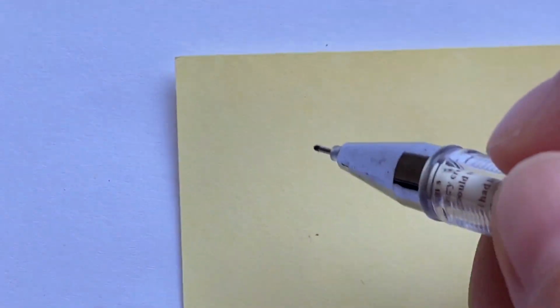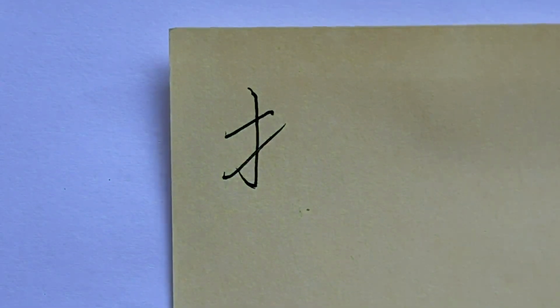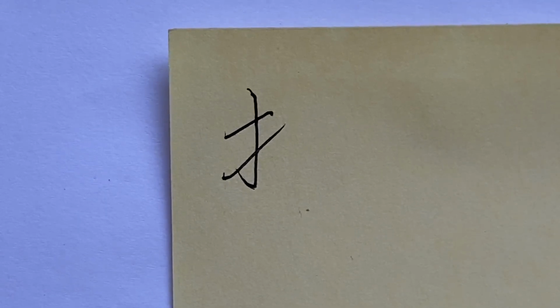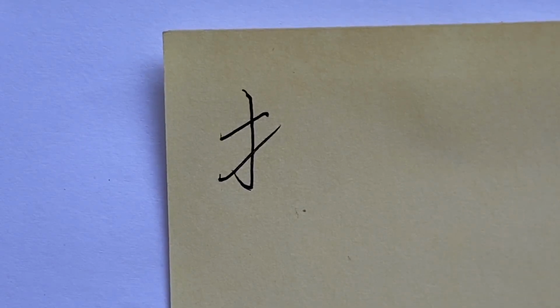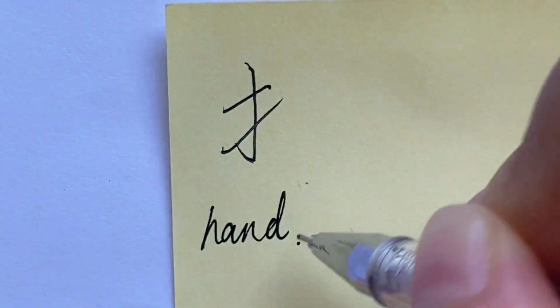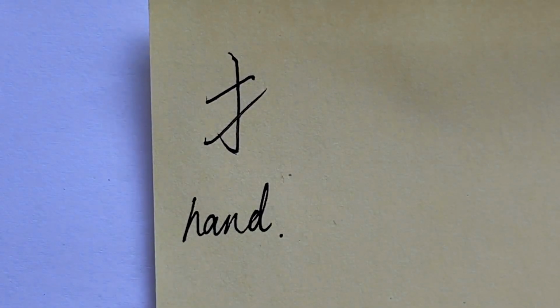Today, let's talk about 提手旁. The 提手旁 radical. Chinese characters with the 提手旁 are often associated with the hand or the movement of the hand. 提手旁 is commonly written on the left side of a Chinese character.